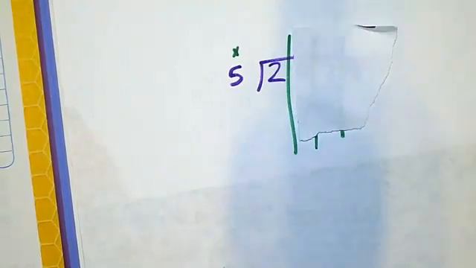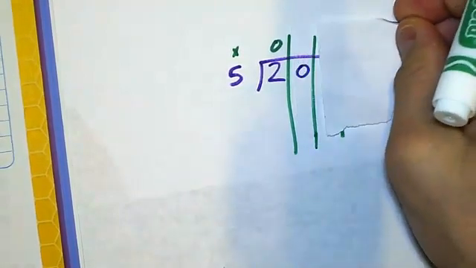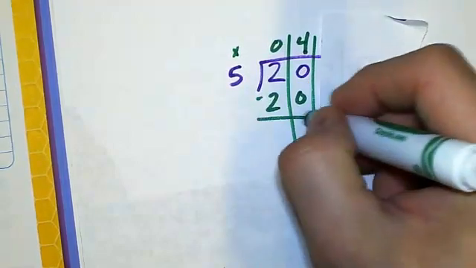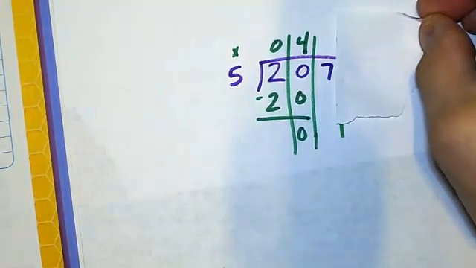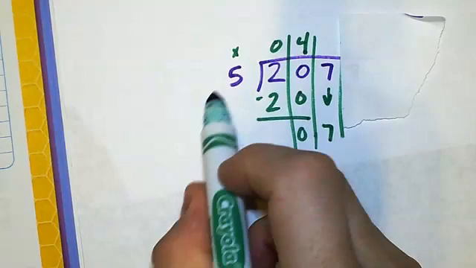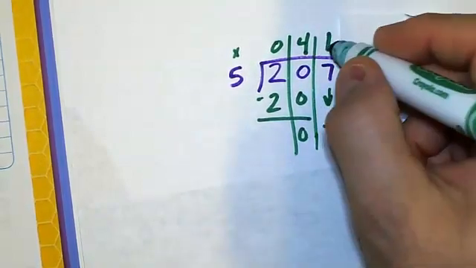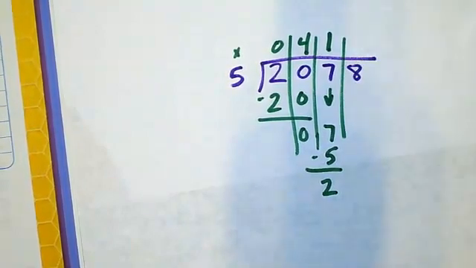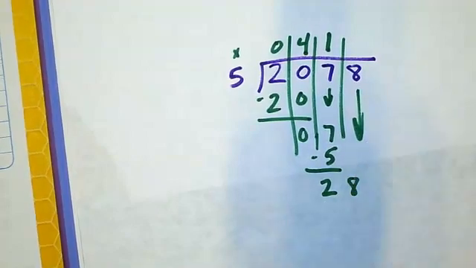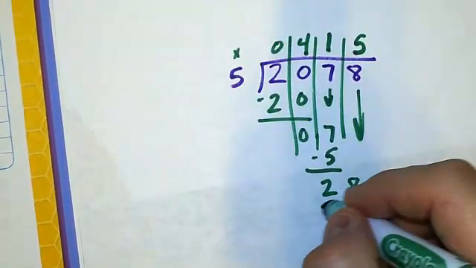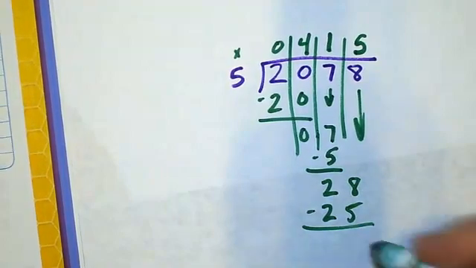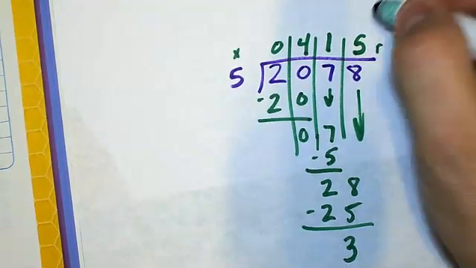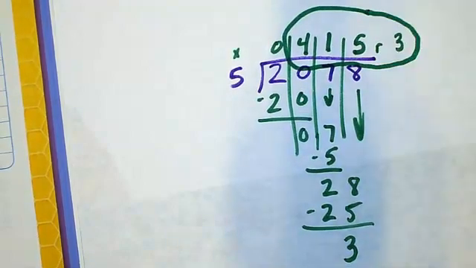All right, does 5 fit into 2? No, it does not. Scoot over. 20. Ooh, easy. I know 4 times 5 is 20. Nothing left over. Scooch over. Drop that 7. 5 times anything get to 7? Yes, it does. 1. 1 times 5 is 5. Scooch over. Last number. Drop that 8. And 5 times 5 is 25. This one's going to have a remainder of 3. Nothing else to drop, so remainder of 3. So 415, remainder of 3.